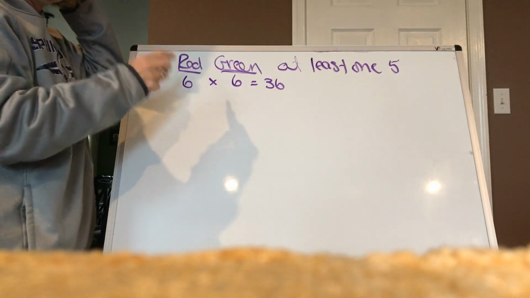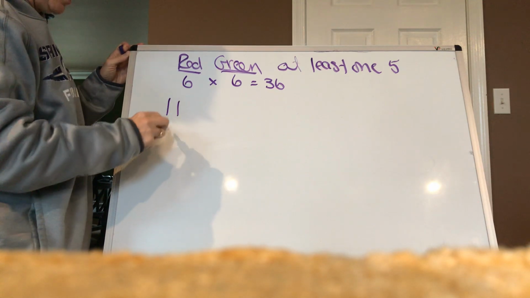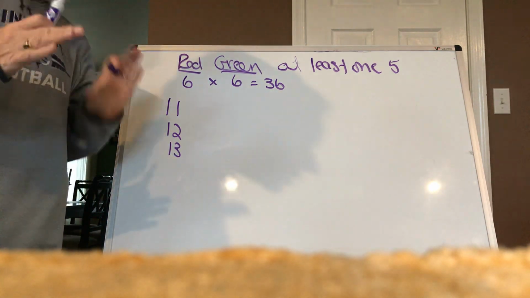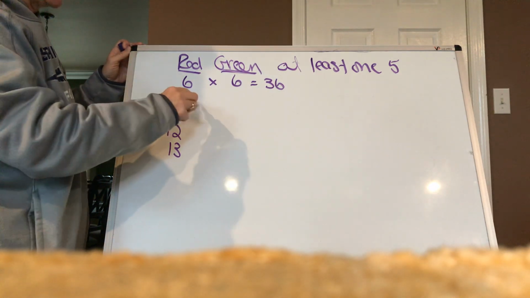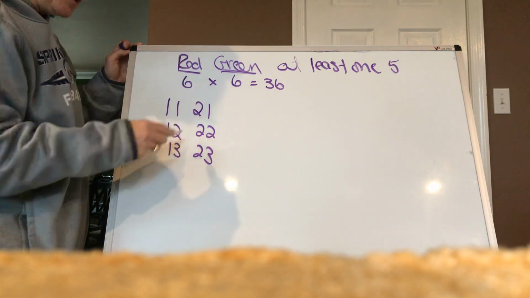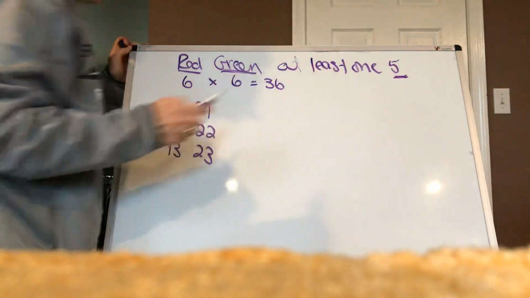So if I sat here and listed all the possibilities, you'd get a 1 and a 1, a 1 and a 2, a 1 and a 3, etc. and so on. I'm not going to do all of that, but there would be 36 of them because then I do a 2 and a 1, a 2 and a 2, a 2 and a 3. You get the idea. Now, we want at least one 5.